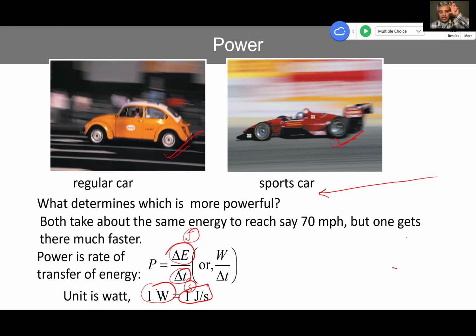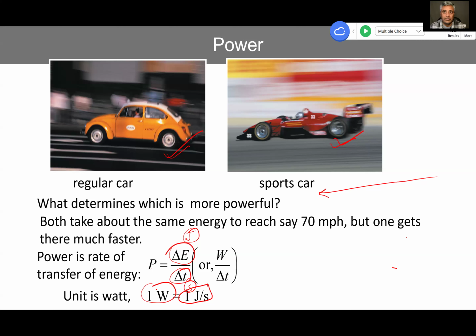So when you have 100-watt light bulbs in your room, for example, what does that mean? It's changing 100 joules of energy into light and heat every second. That's what it means, a 100-watt light bulb. So that's the joule per second. That many joules every second, it's transferring to a different kind of energy.